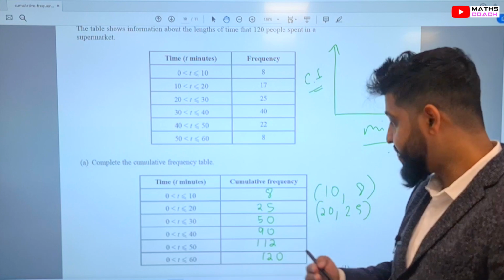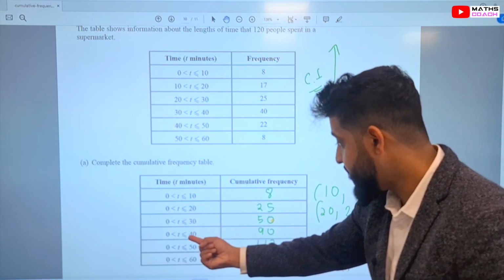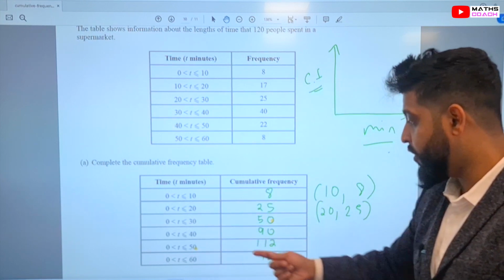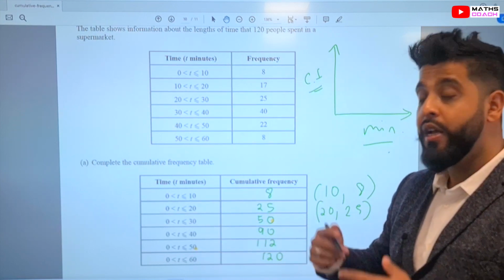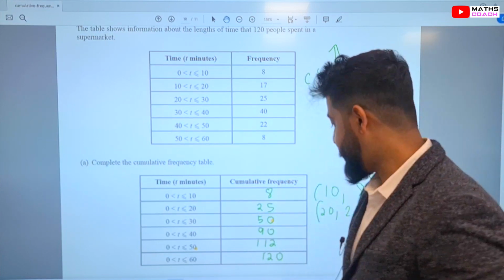So you can just do this at home in your books. So the next one's going to be 30 and 50. Next one's going to be 40 and 90. The next coordinate is going to be 50 and 112, 60 and 120. Let's go to a canvas where we can plot our cumulative frequency graph.